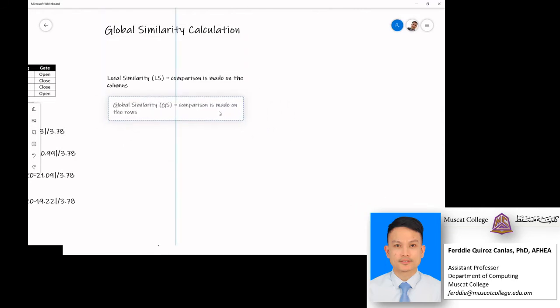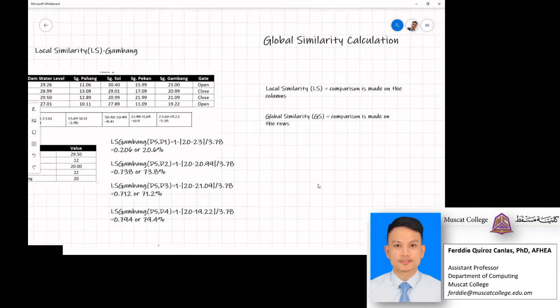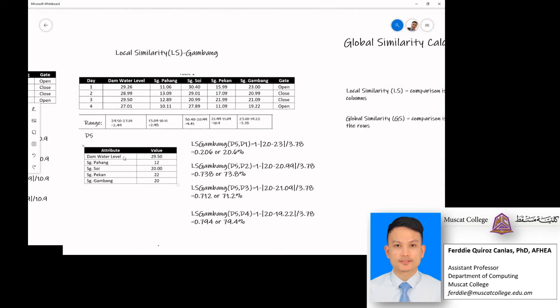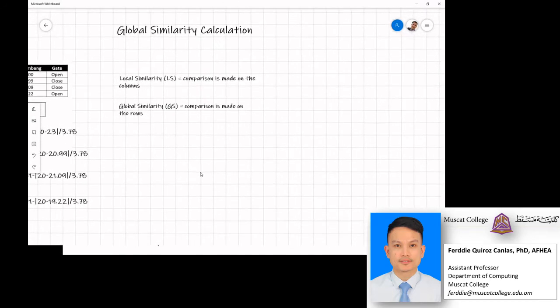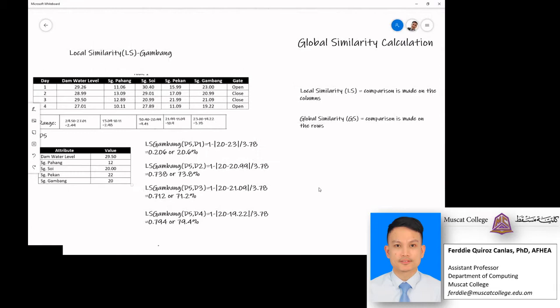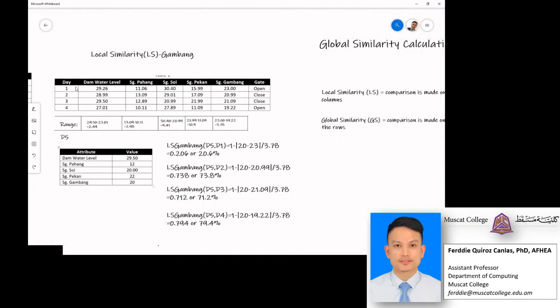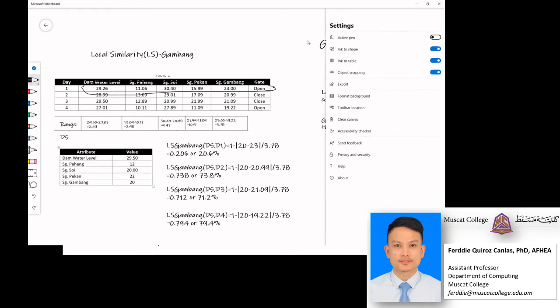Okay, so you have noticed last time when we did the comparison for local similarity, we only focused on each column. Dam water level of day 5 versus the columns here, and then Pahang 12 versus the columns here. But this time, when you go with the global similarity, we will be focusing on the rows, meaning here. This row here, what is the similarity with this one here? So this is now our focus on the global similarity, which is on the rows, as I mentioned earlier. So our focus now will be here on the rows. Okay, so that will be our focus.